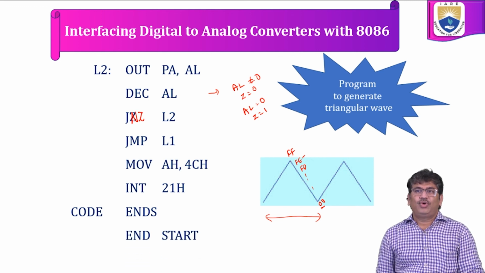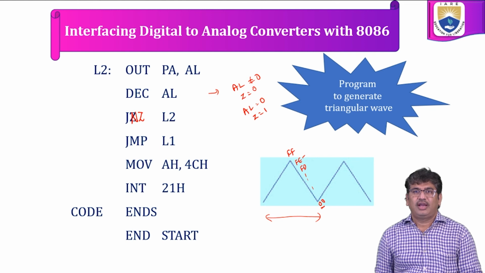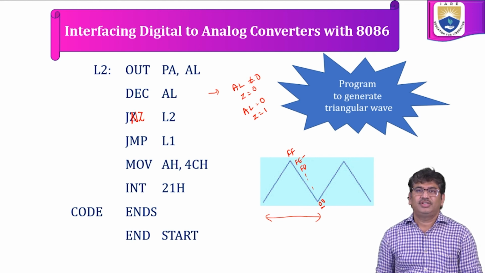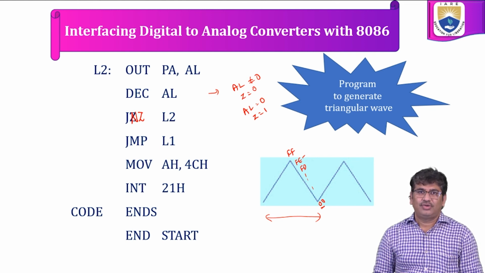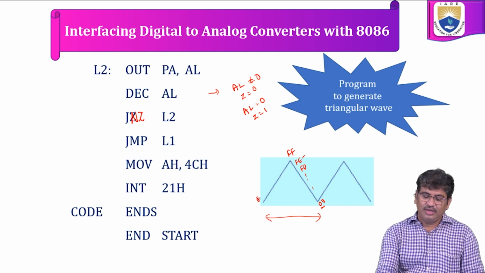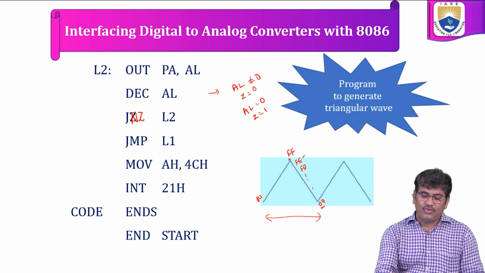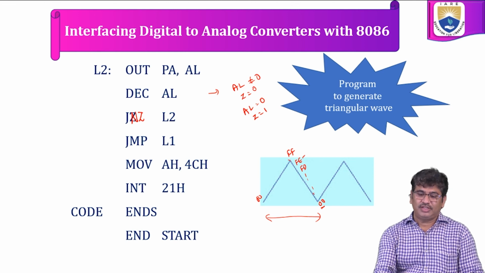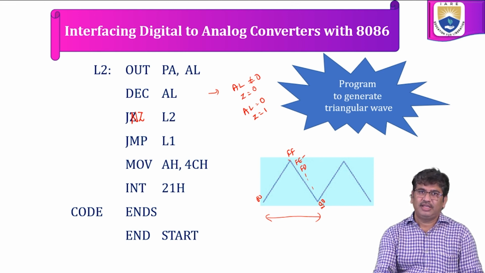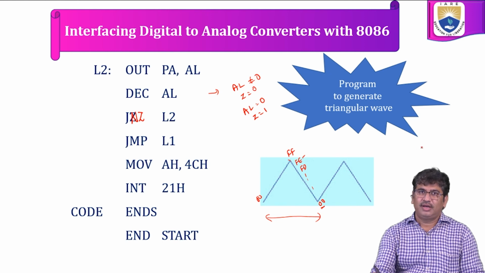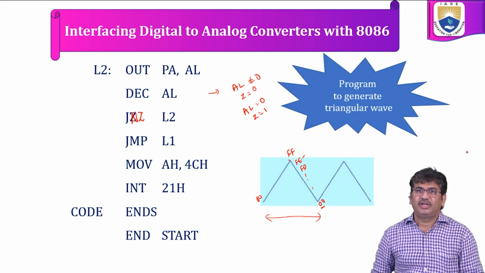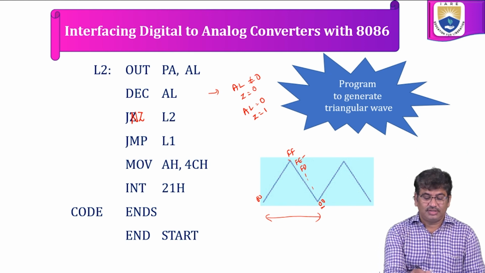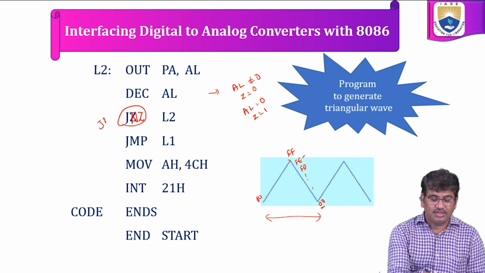So this is a program for generation of a triangular wave. The logic which we have used is first initialization of the control word register, then passing the value from 00 to FF in an increasing manner. Once it reaches FF, come back until 00 by decrementing the AL contents. By using a JMP instruction, we can generate n number of pulses. So here the instruction is JNZ.